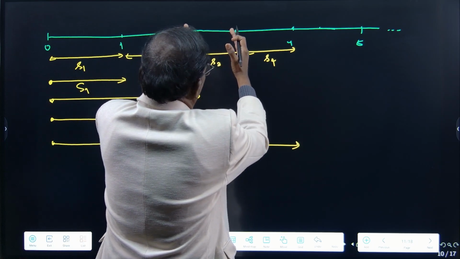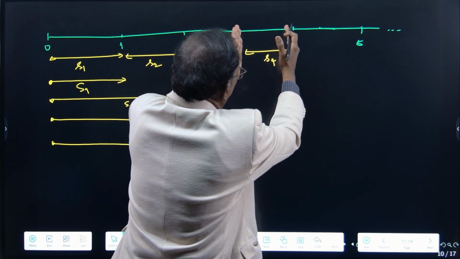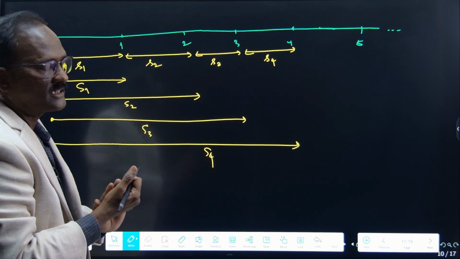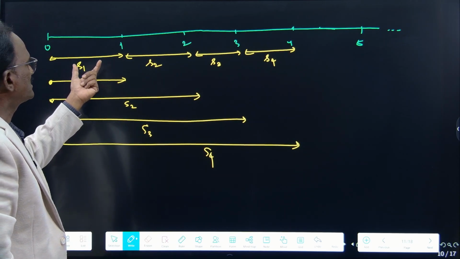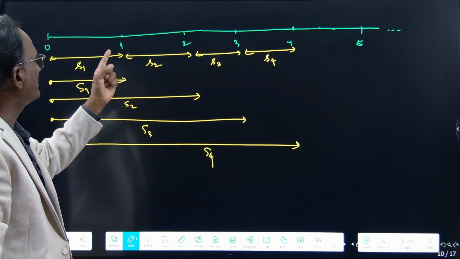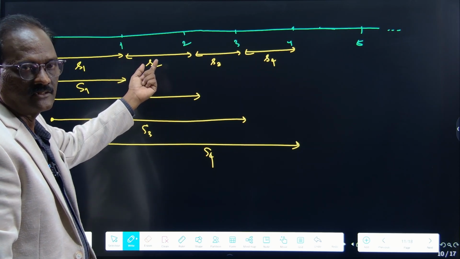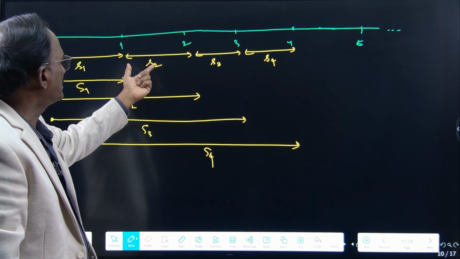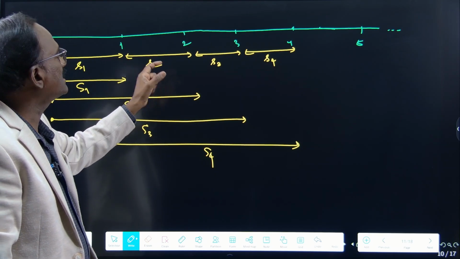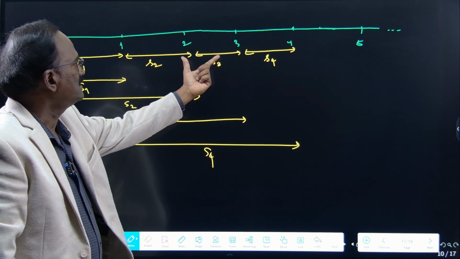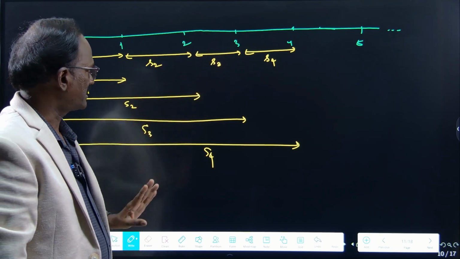For this particular time interval, what is the distance it is covering? S1 is the distance covered in the first interval, or first second. Lowercase s2 is the distance traveled in the second second. Similarly, third second, fourth second, right?